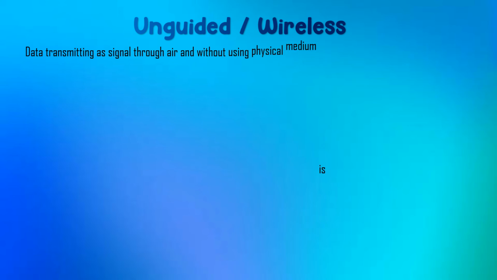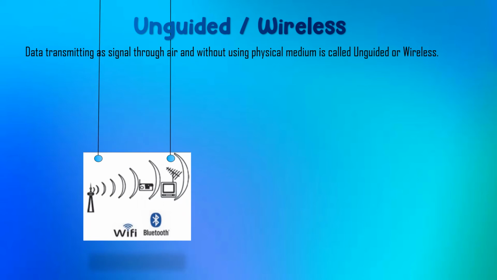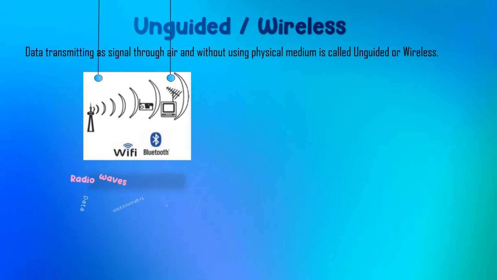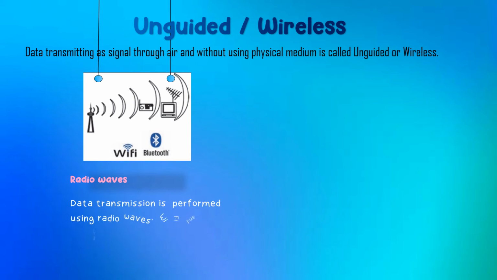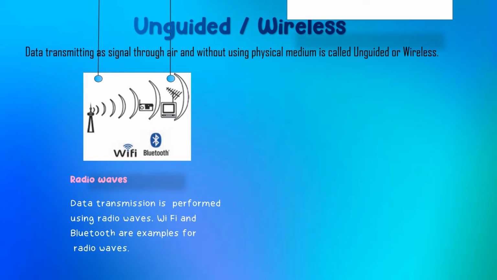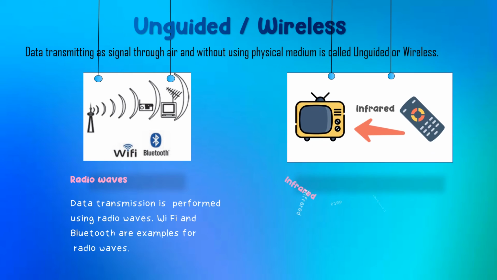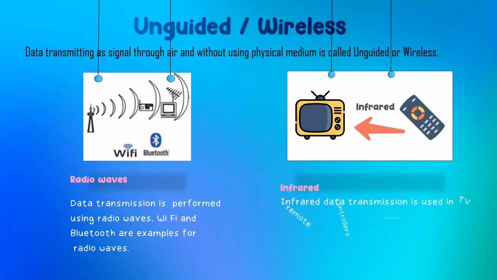Unguided or wireless. Data transmitting as signals through air, without using a physical medium, is called unguided or wireless. Radio waves: data transmission is performed using radio waves. Wi-Fi and Bluetooth are examples of radio waves. Infrared: infrared data transmission is used in TV remote controllers, wireless keyboards and mice, etc.